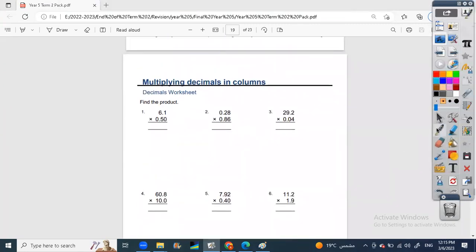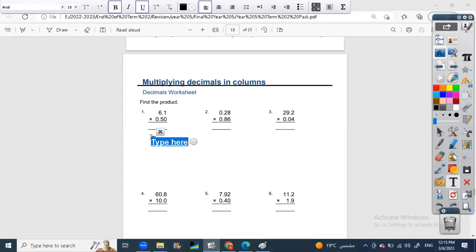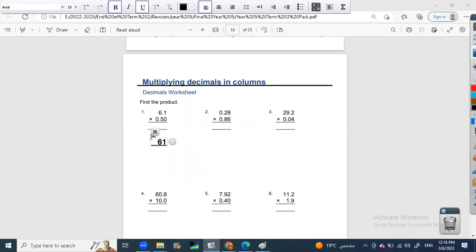Multiplication: multiply the numbers normally, but ignore the decimal point. So the question that we have over here is actually 61 times 50. This is the new question.